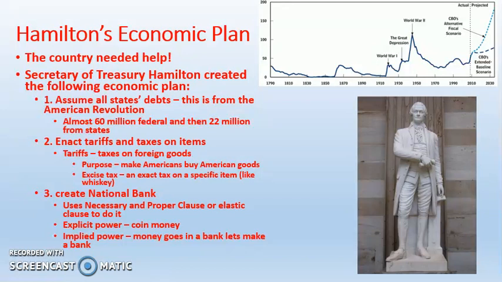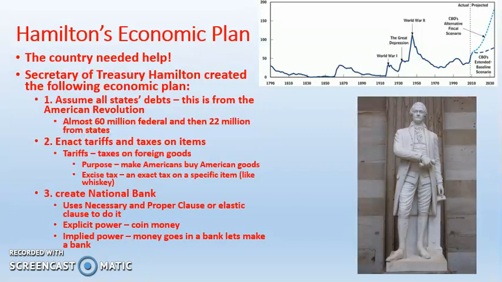Then he enacts tariffs and taxes on items. Tariffs are just taxes on foreign or imported goods, and he does this because if you make foreign goods more expensive, people will buy American-made goods because that's the cheaper good now at the shelf. The excise tax is the tax on something that's exact. It's on an exact item, like whiskey. Okay? So now that you got a huge debt, he needs to raise revenue to pay off that huge debt, and he does it through taxes and tariffs.